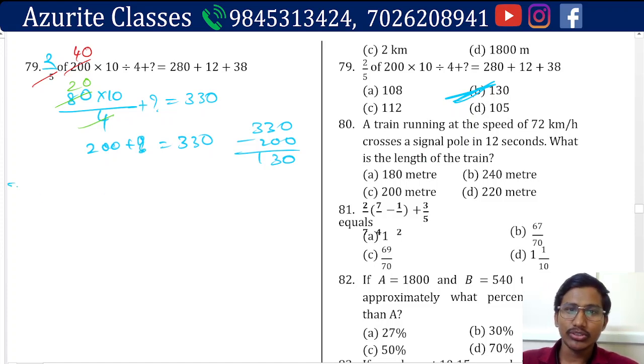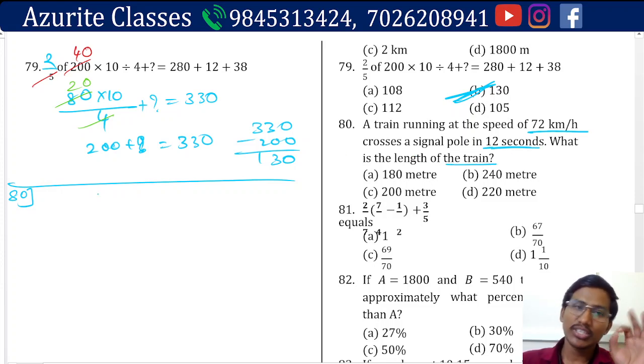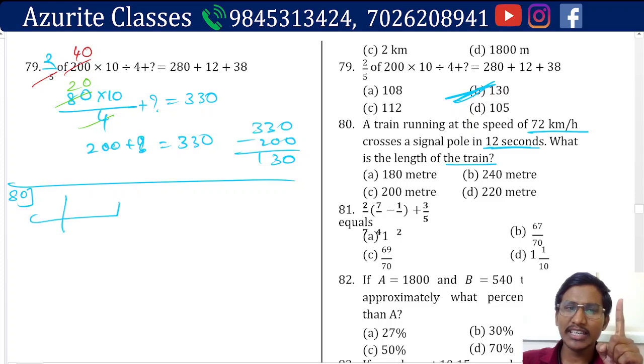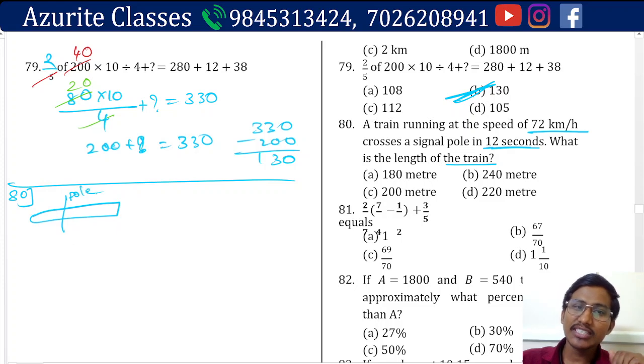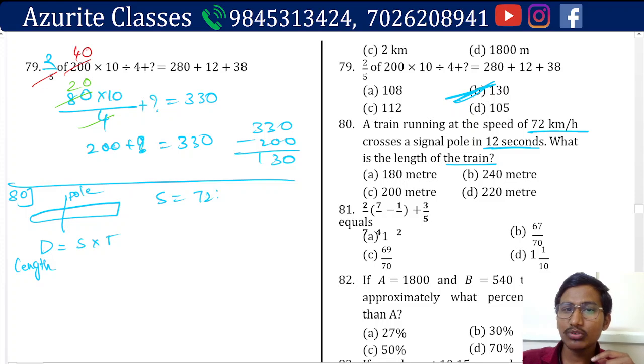Okay, good. So next, the 80th question, students. A train running at a speed of 72 km per hour crosses a signal pole in 12 seconds. What is the length of the train? Here the pole will be very small, so the train will be long, right? So the distance will be the train length. How do you find distance? Speed into time, but speed is given as 72 kilometers per hour, so we have to convert it into meters per second.